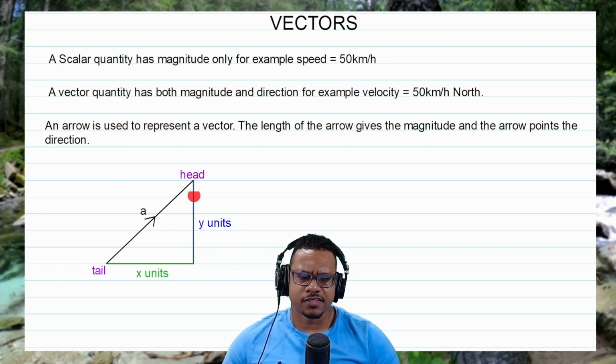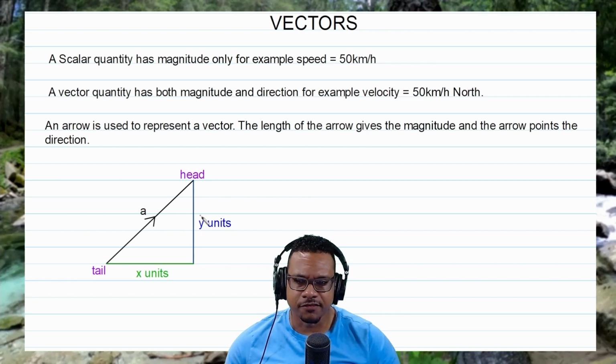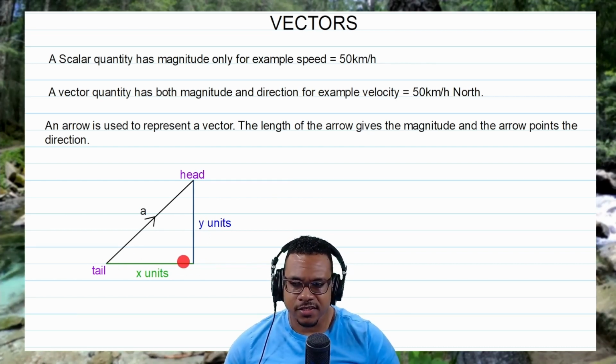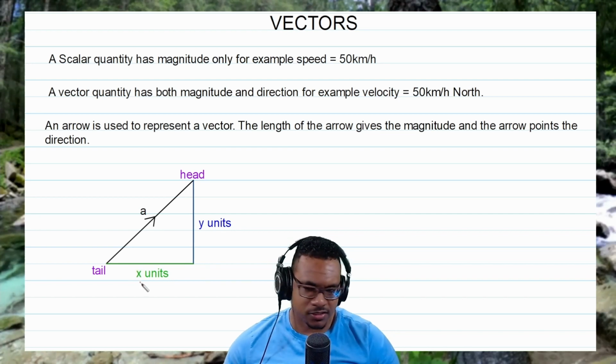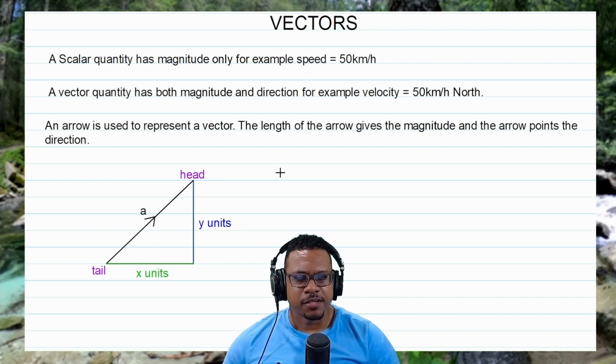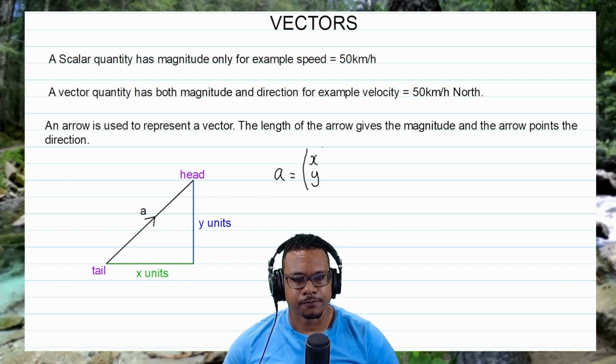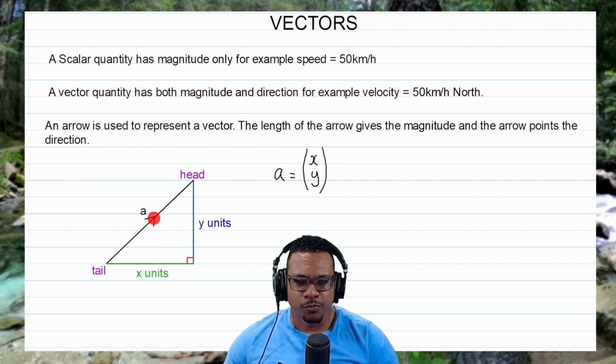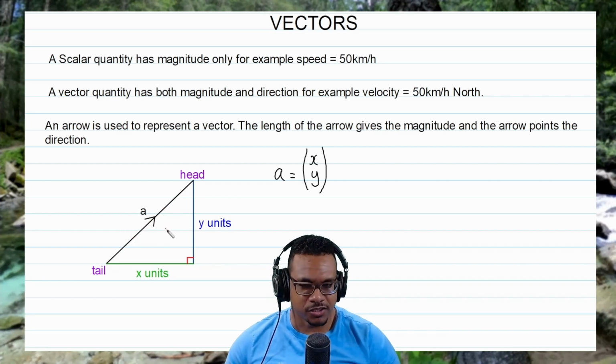So this vertical distance here would be a y value. So it's just like the Cartesian plane where the vertical axis is the y-axis. And this horizontal distance here would be an x value. And it's just like the Cartesian plane again where the horizontal axis is the x-axis. So I can represent my vector A as a column matrix with the x component first and then the y. Now remember, the arrow points the direction of the vector, but the length of the vector gives the magnitude.